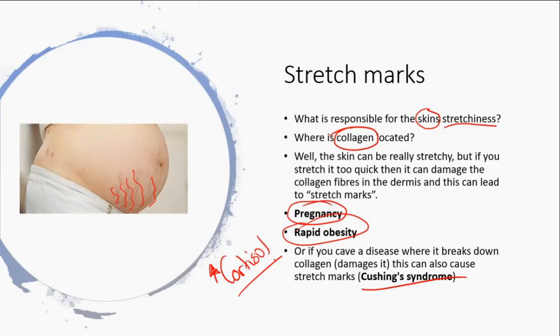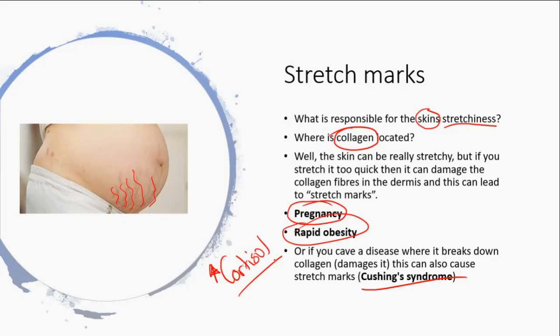But then another source of energy is protein, and because collagen is made up of protein, your cortisol will go to your collagen in your dermis, and it will be like, hey, I'm sorry, but I gotta break you down because I need energy. So it will break down the collagen in your dermis and that will result in stretch marks because your skin will become less stretchy, so you'll get stretch marks essentially.